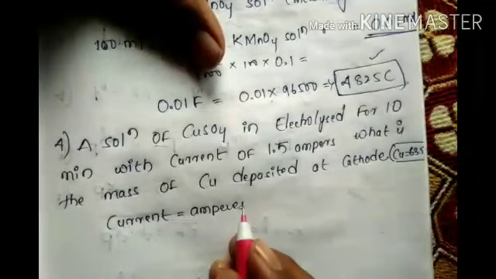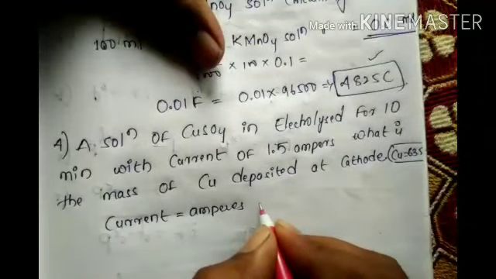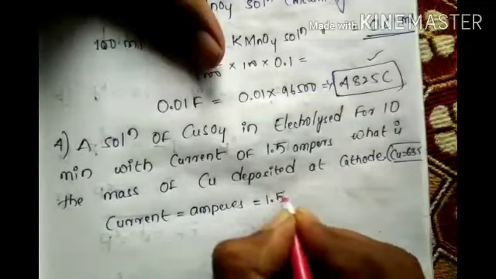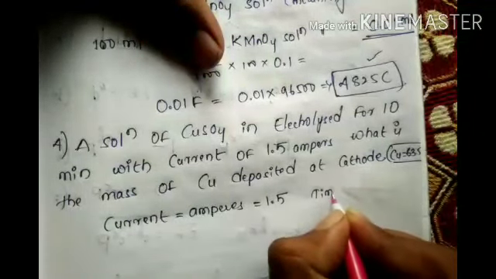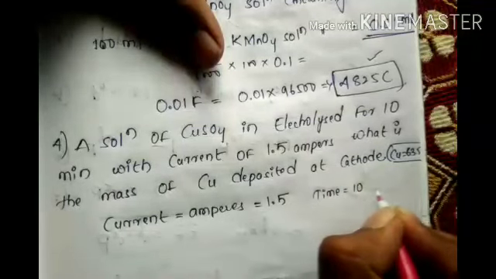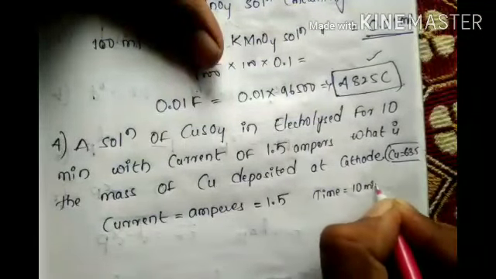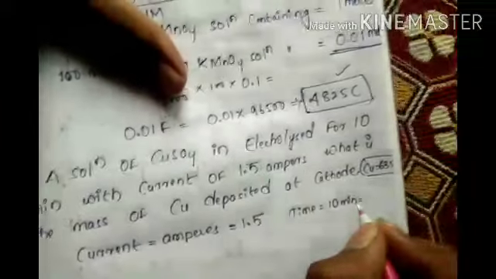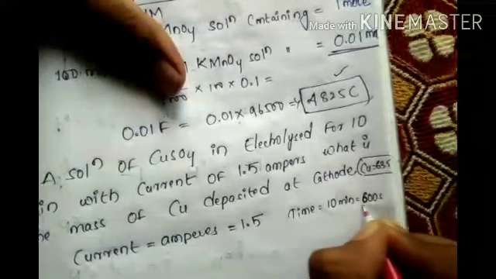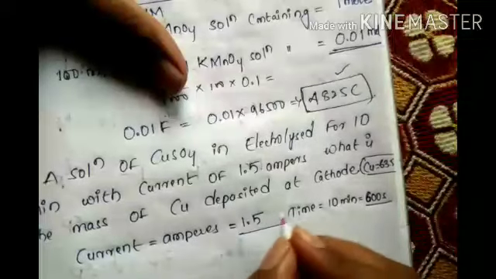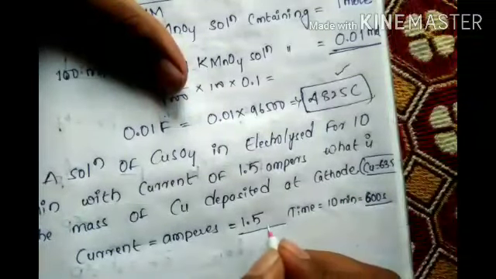So how many amperes here? 1.5 amperes, for some time. How much time? 10 minutes. 10 minutes means how many seconds? 600 seconds.